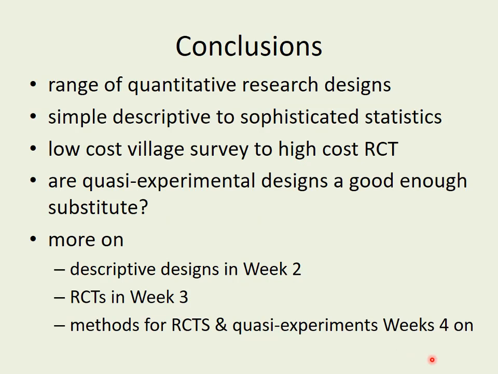For now, we'll just conclude that there is a whole range of quantitative research designs, and it goes all the way from simple descriptive designs up to really sophisticated statistical-based designs. Everything from just a low-cost village survey to a massively high-cost randomized controlled trial. The question is, if you can't randomize, are quasi-experimental designs a good enough substitute for that?